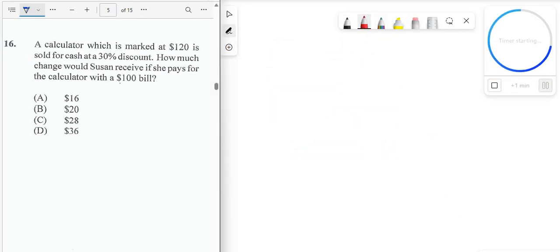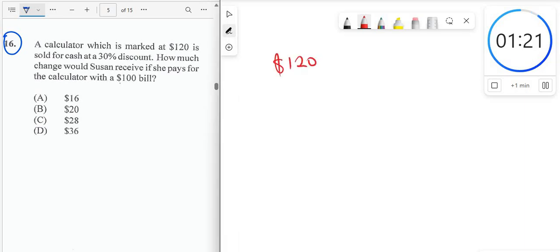All right. So question 16. We're told that the calculator is marked $120 and is sold for cash at 30% discount. So you have $120, and you're getting the discount of 30%, which is 30 per 100, $30 for every $100. So what 30% means in this case. How much change would Susan receive if she pays for the calculator with a $100 bill?